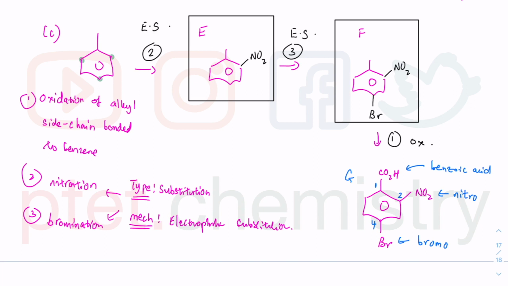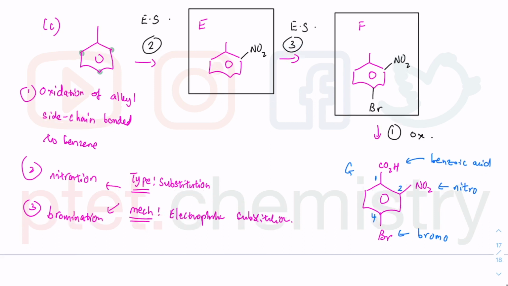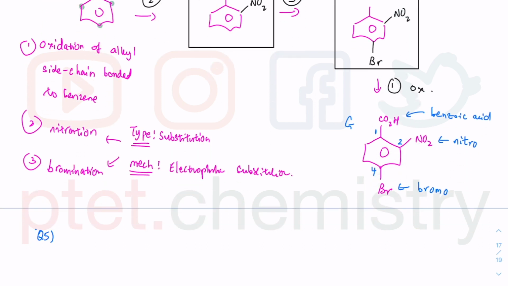So in terms of the substituents, we want the one with the lower alphabet to come first. So it's 4 bromo and 2 nitro. In terms of the alphabet, B comes before N. So question 5, C part 1, the systematic name for G is going to be, what did I say just now? 4 bromo, 2 nitro, benzoic acid.